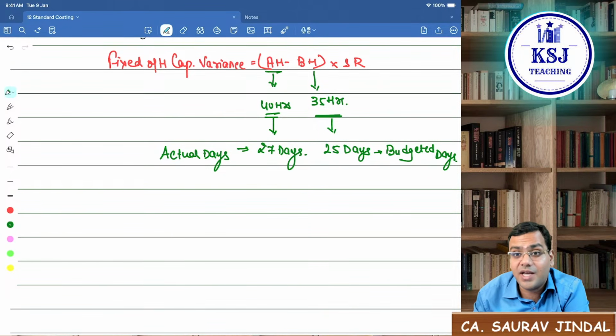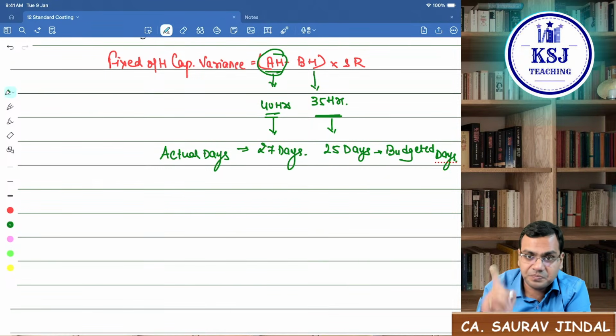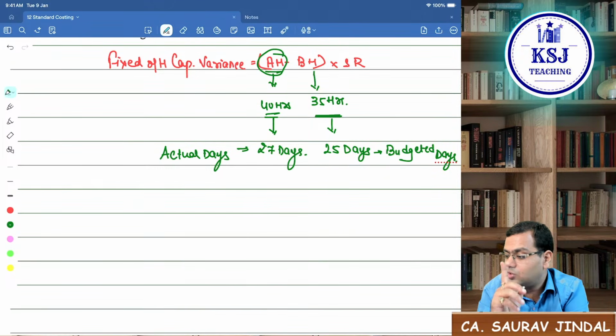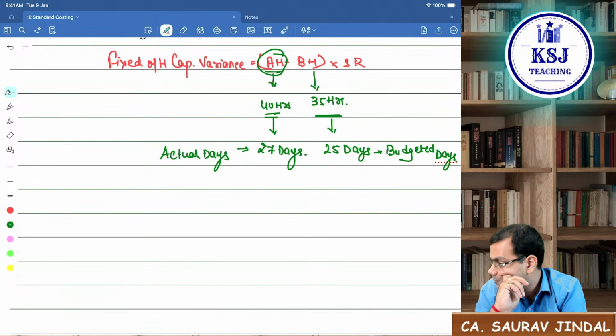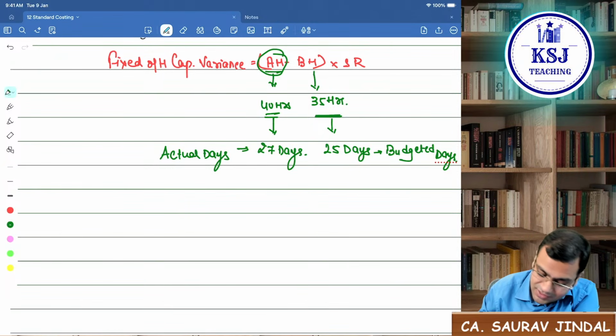So what should be done? Sir, now, can you change this actual hours? No, the actuals you can never change. But what you can change is your budgets, right? So here what we will do, here we will calculate now the budgeted hours for actual number of days, right?